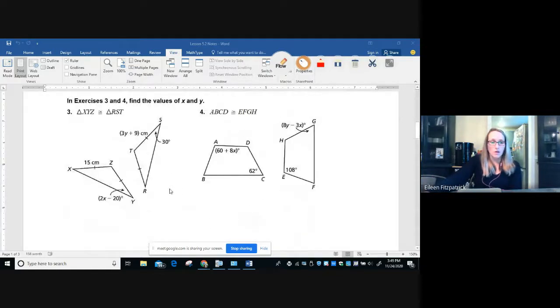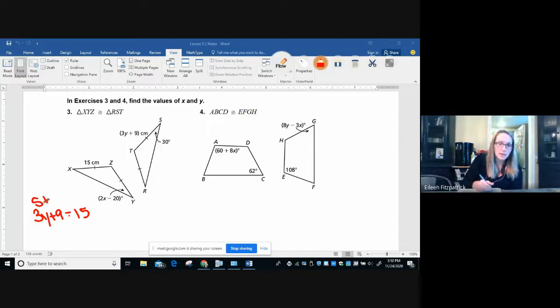For 3 and 4, it says find the values of X and Y. So we're going to look for corresponding parts that match up, right? And then we're going to set things equal to each other that are supposed to be equal. So based on the fact that, let me get my pen, there we go. You have 1 tick mark on XZ and 1 tick mark on ST. That means that they're congruent to each other. So you can say that 3Y plus 9 has to equal 15. And that's because ST is equal to XZ. Okay, and then you can solve for Y.